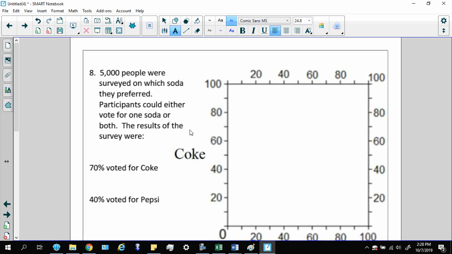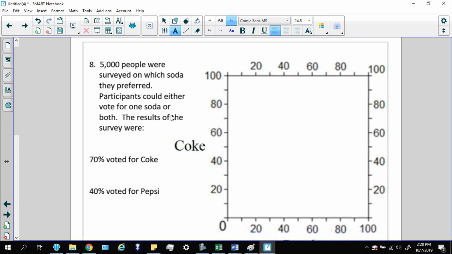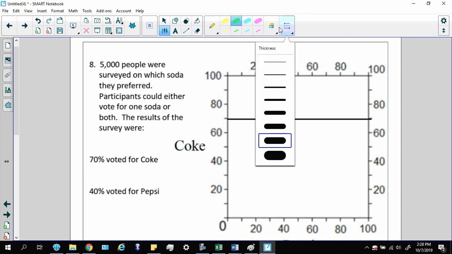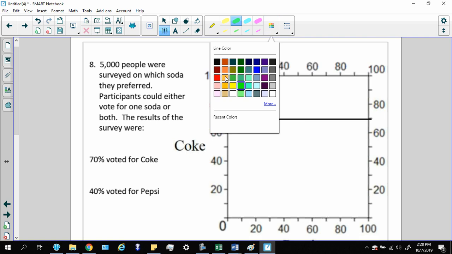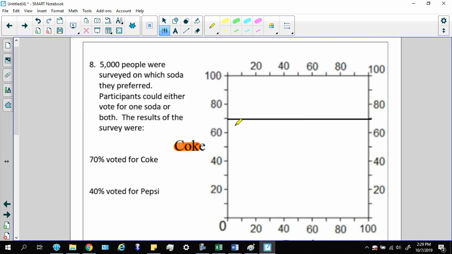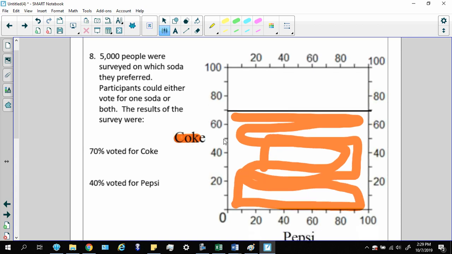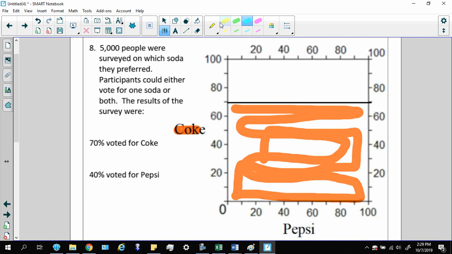All right, next one. All right, 5,000 people surveyed. All right, let's go ahead and knock this out. 70% wanted Coke. So 70%, that would be right there. Coke. Let's get a different color here. That's Coke-ish, I guess. That's all Coke right there. That's all Coke. And then Pepsi is kind of bluish. Oh, let's draw the line first. 40% wanted Pepsi. I don't care much for Pepsi myself, so I kind of agree with that.